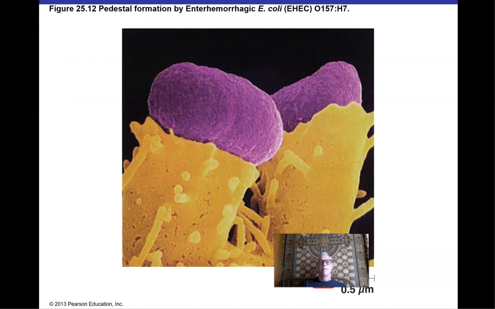And there's some E. coli that are going to cause hemorrhagic disease. They're going to kill the lining cells in your epithelium of your intestine and cause bleeding to happen right there on the surface. Pretty terrible.